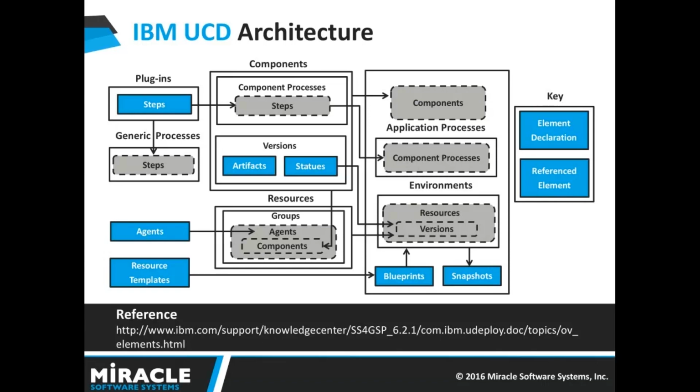The environments tell us where we will be running the application process. And agents are a lightweight process that runs on the host and communicates with the IBM UrbanCode Deploy server. They also manage the resources that are the actual deployment targets.